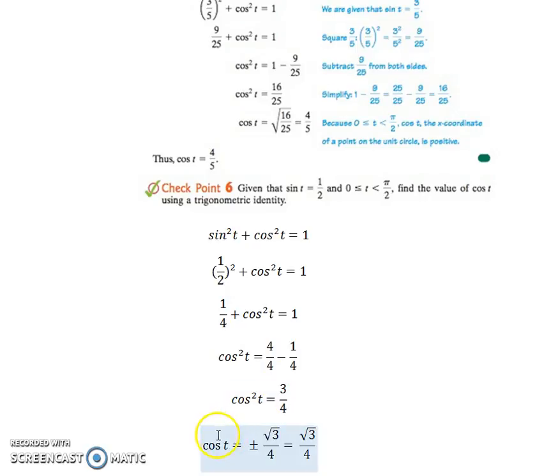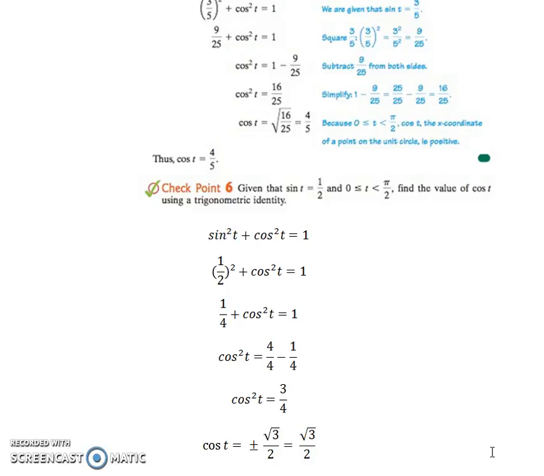And we take the square root of both sides, and I apologize, that should be a 2. Sorry about that. I forgot to square root the denominator.